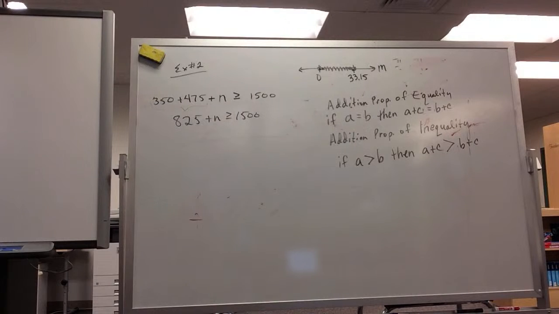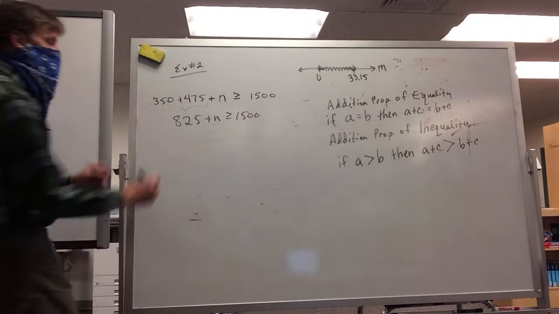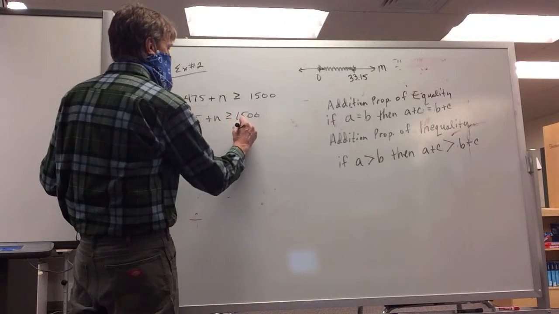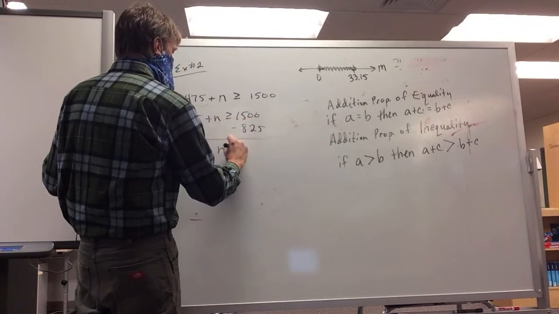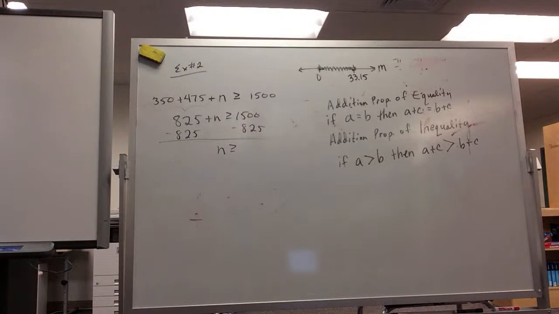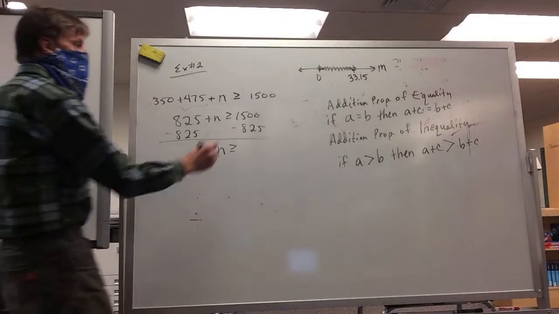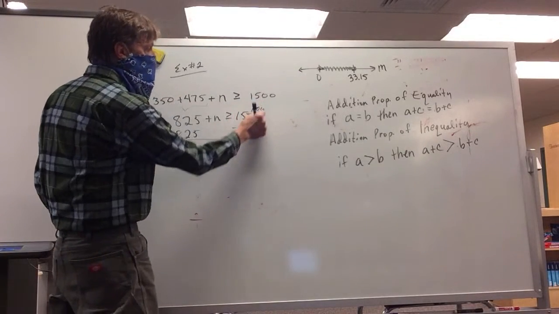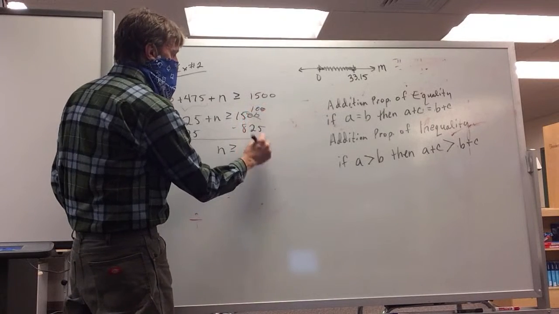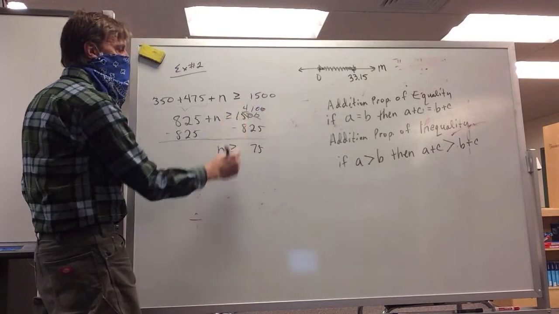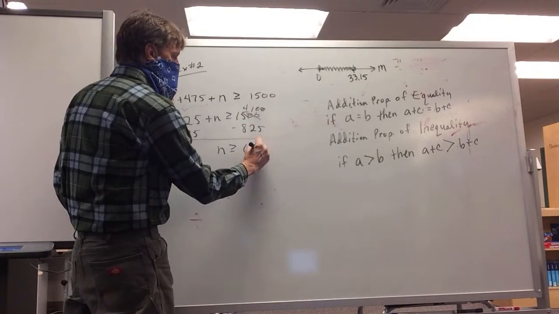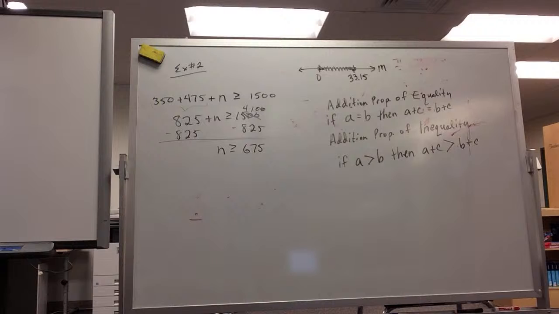Now what's the next step? Subtract 825. Now do the subtraction. How much is that? So we have to borrow 100, right? Because then we can take 25 from 100, get 75. So now it's 8 from 14 is 6, so there's 675. So the number of cans has to be more than or equal to 675.